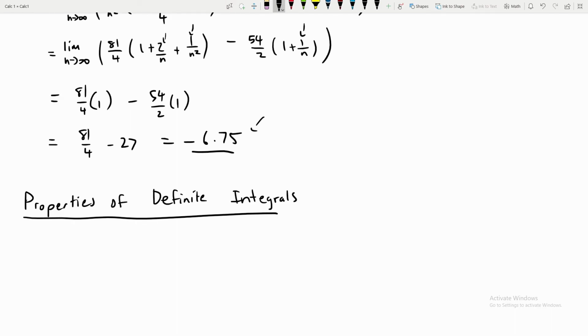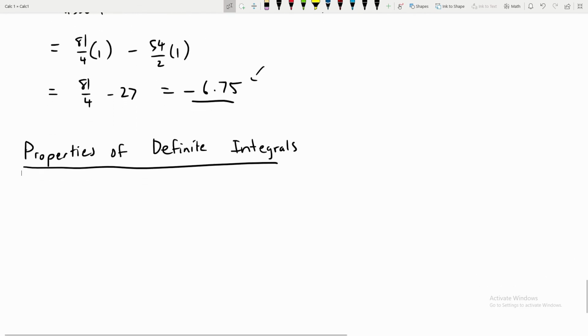On to the last section, we're going to talk about properties of definite integrals, and there's 7 properties here. I feel like they're pretty straightforward. I mean, some of the sigma properties actually mimic these ones, so it should be pretty straightforward from here. I'm going to go ahead and write them down, and then we're going to talk about them real quick.